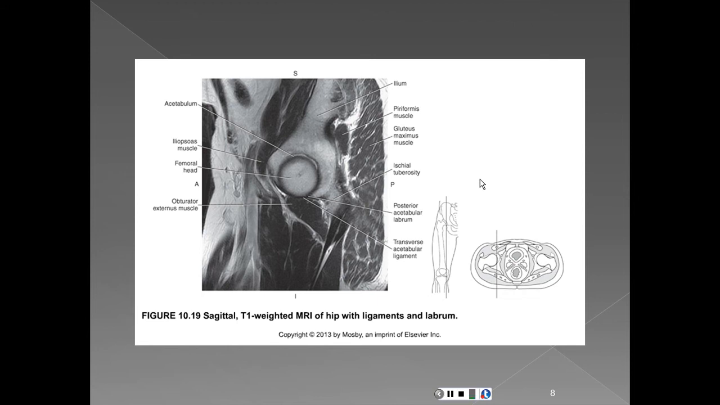So now here we have a T1 weighted MRI of the hip with ligaments and labrum. Another ligament, the iliofemoral ligament, is among the strongest of the body, with many stabilizing functions, as it spans from the anterior inferior iliac spine and rim of the acetabulum to insert on the intertrochanteric line of the femur. So it's a very, very strong ligament, this iliofemoral ligament. It must be, because it absorbs a lot of stress.